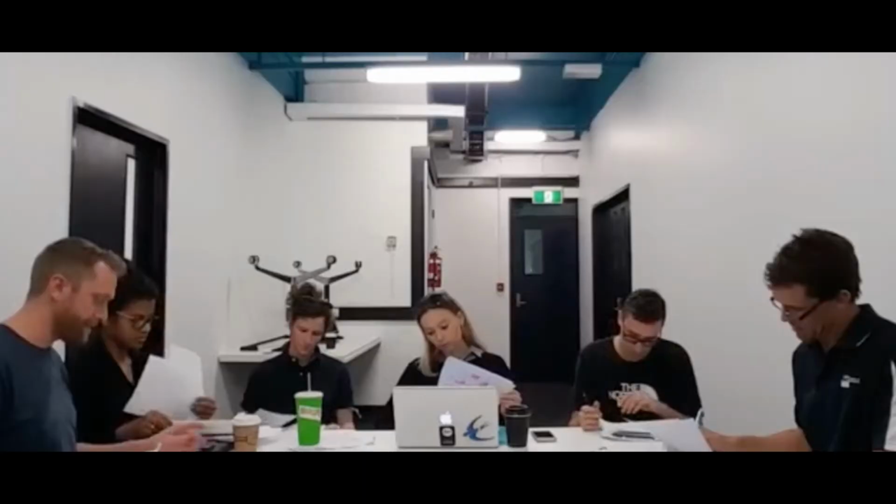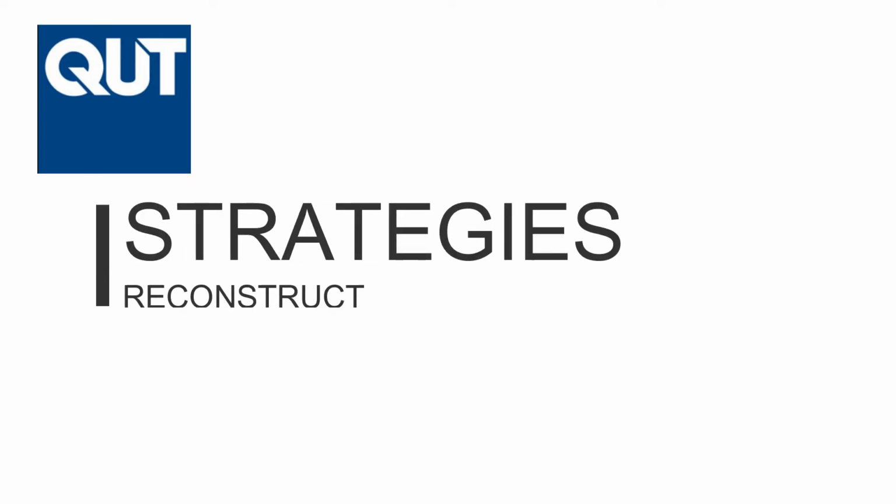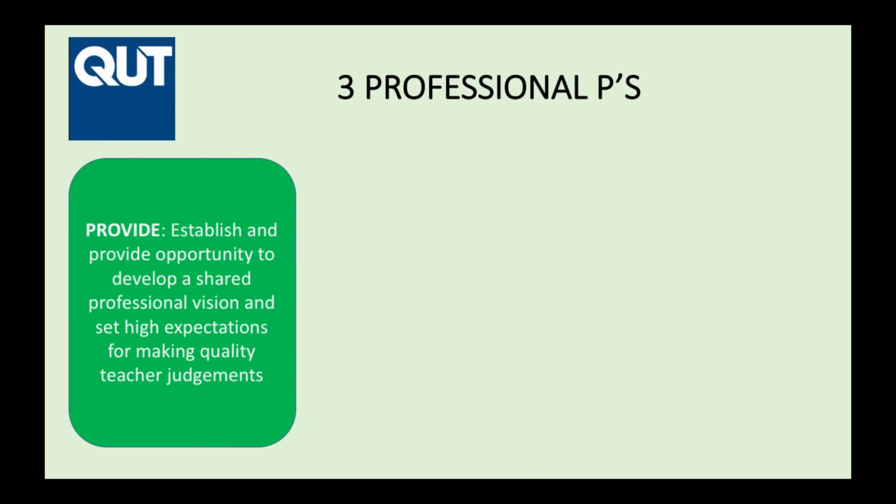Within schools, quality assurance is crucial to moderate learning outcomes and in turn acts as a backbone to strengthen and develop professional practice. With regard to making judgments of student learning which are consistent, comparable and defensible, 3 professional Ps have been formulated. 1. Provide.